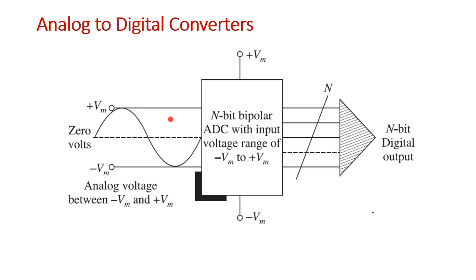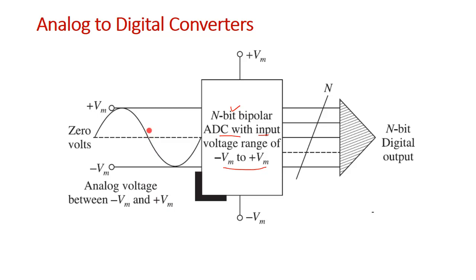This is a picture of n-bit bipolar ADC with input voltage range from minus Vm to plus Vm. That means if we have a sinusoidal signal, generally we collect the sinusoidal signal from field from CT and PT. So if you have a sinusoidal signal with peak of plus Vm and negative peak of minus Vm, therefore it is called bipolar signal, right. So therefore we call it n-bit bipolar ADC with input voltage range from minus Vm to plus Vm, right. This is the range from minus Vm to plus Vm.